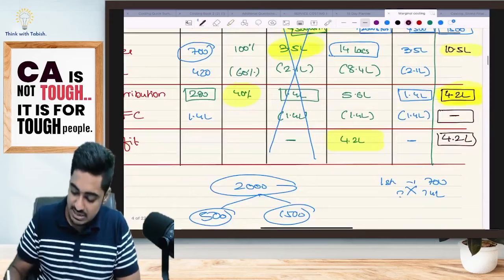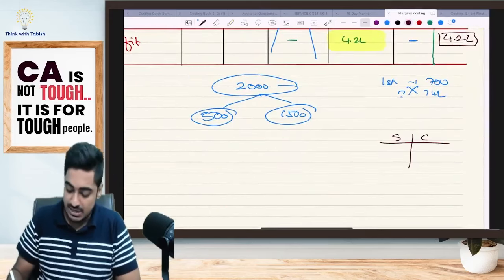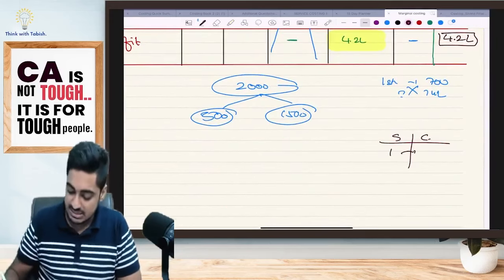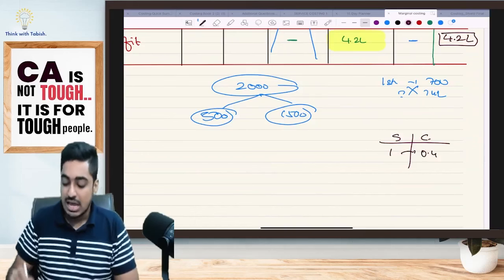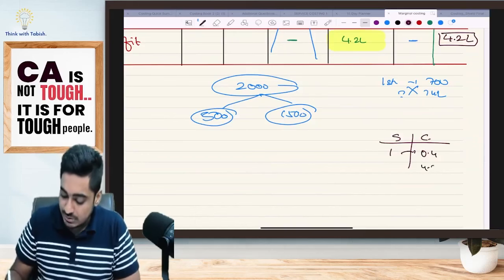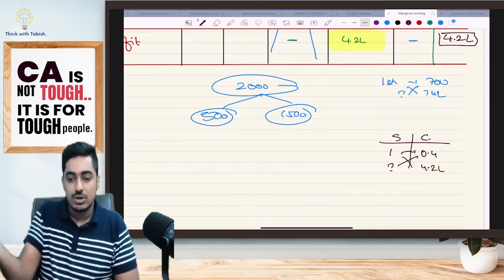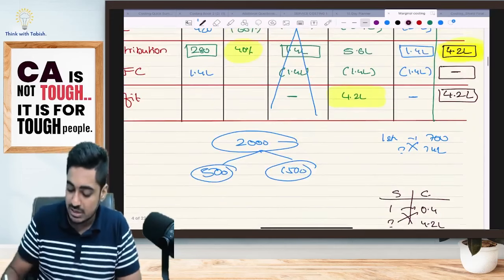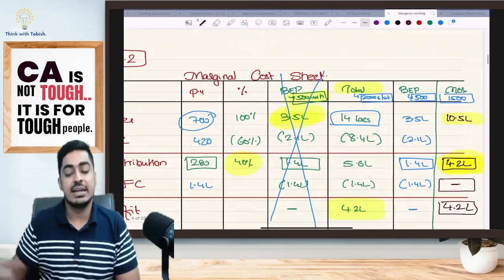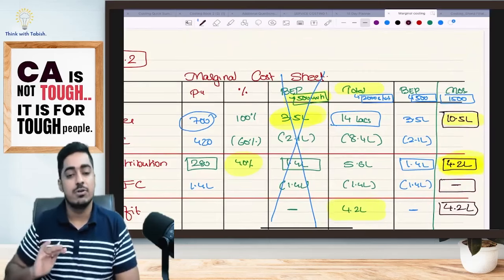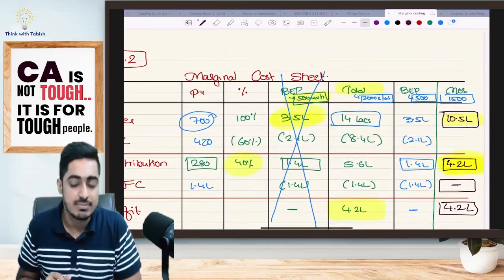If I make a sale of 1 rupee, look at the contribution. Simple. If I make 1 rupee sale, 40% of that, 0.4, will be contribution. How much contribution do I want? I want 4,20,000. That means how much sale should I be doing? 4,20,000 divided by 0.4, that is 10,50,000. Did I calculate everything? Yes, sir. Did I use a single formula? Isn't it simple? Yes, sir.